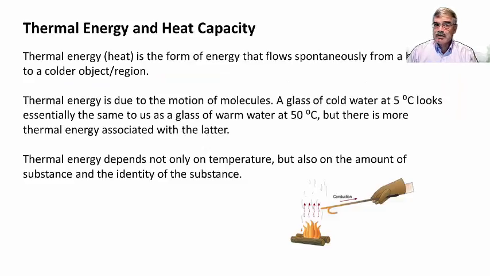Now in this slide we talk about thermal energy and a concept called heat capacity. Thermal energy is a form of heat that flows from a hotter to a colder object. At some point we might refer to thermal energy as dissipated energy, but let's stick with this first definition to begin with. Thermal energy is the form of energy that flows spontaneously from hot to cold.